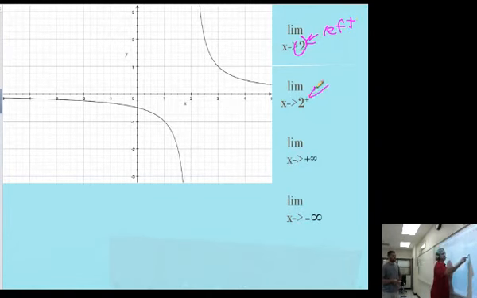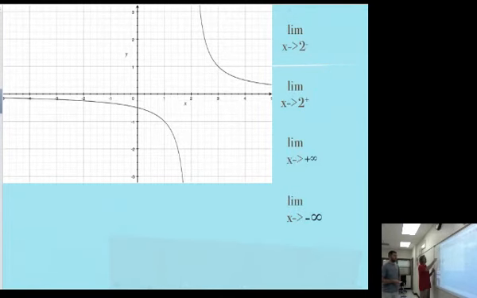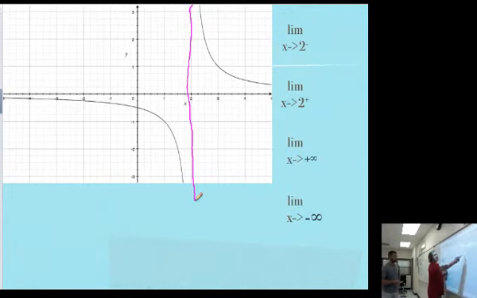What do you think this one means? Probably on the right. Yeah, what's happening to the graph on the right-hand side of 2? Really close to x equals 2. So what's happening to the graph there? So what's happening as x gets close to 2? Well, there's 2 right there. What's happening on the left-hand side?